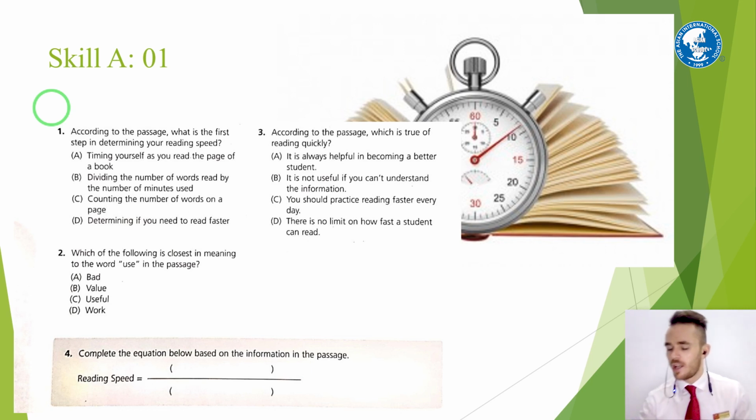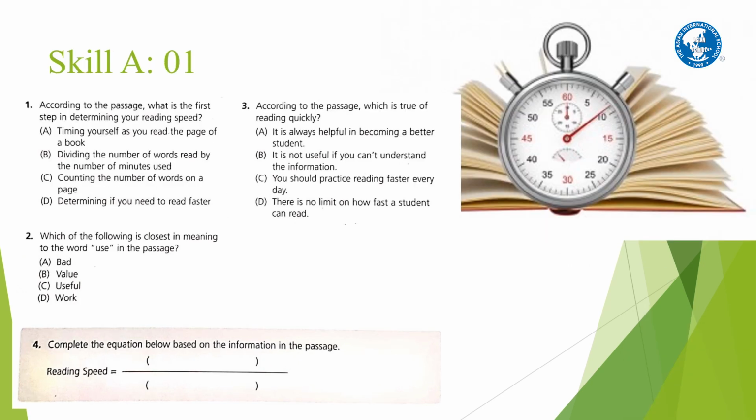Okay, so question 1 said, according to the passage, what is the first step in determining your reading speed? The correct answer there is letter C, counting the number of words on a page. Question number 2 says, which of the following is closest in meaning to the word used in the passage? 4 options: bad, value, useful, and work. And the correct answer is B, value.